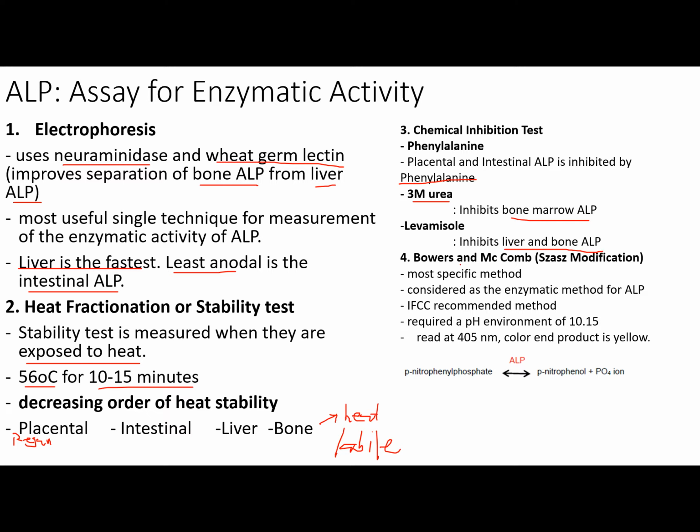Then we have the test, the Bowers and McComb. This is also known as your SAS modification. This is the most specific method, considered as the enzymatic method for ALP. This is the IFCC recommended method, requires a pH environment of 10.15, read at 405 nanometers, and the color end product is yellow.